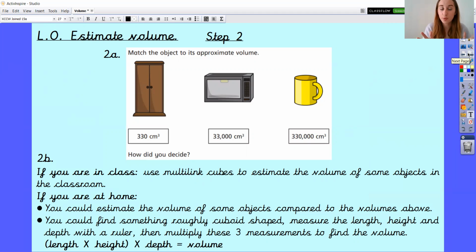So you can pause the video, have a go at 2A, which is an answer in your book, and then 2B, have a go at estimating the volume of some different objects, either by using cubes or by comparing them to the volumes you found in 2A, okay? Press play when you're ready to move on to a little bit of problem solving.